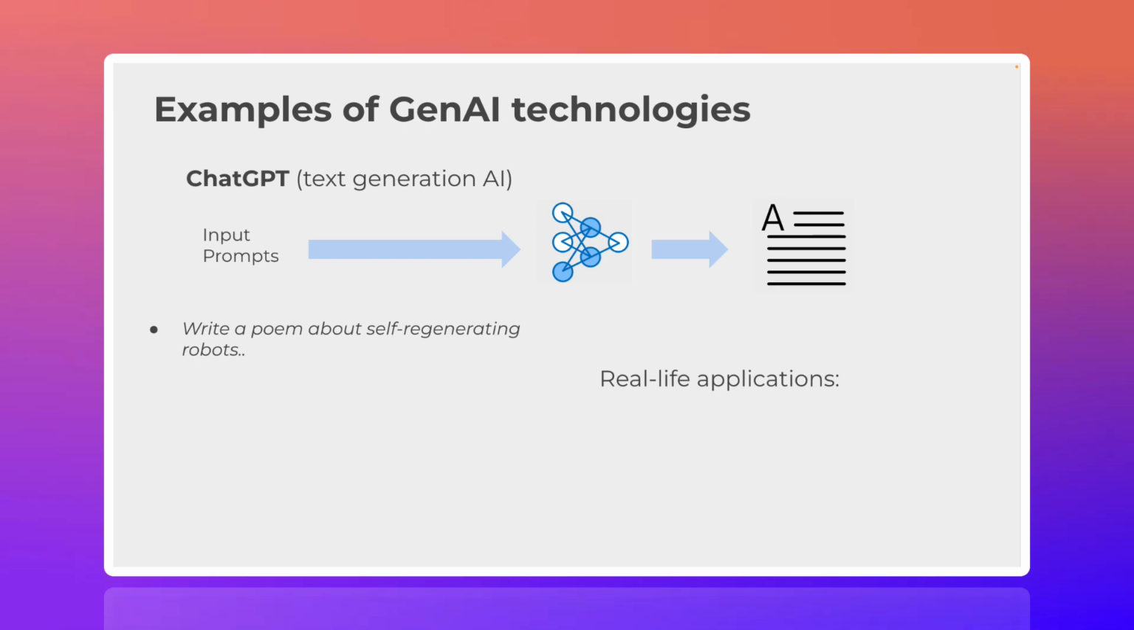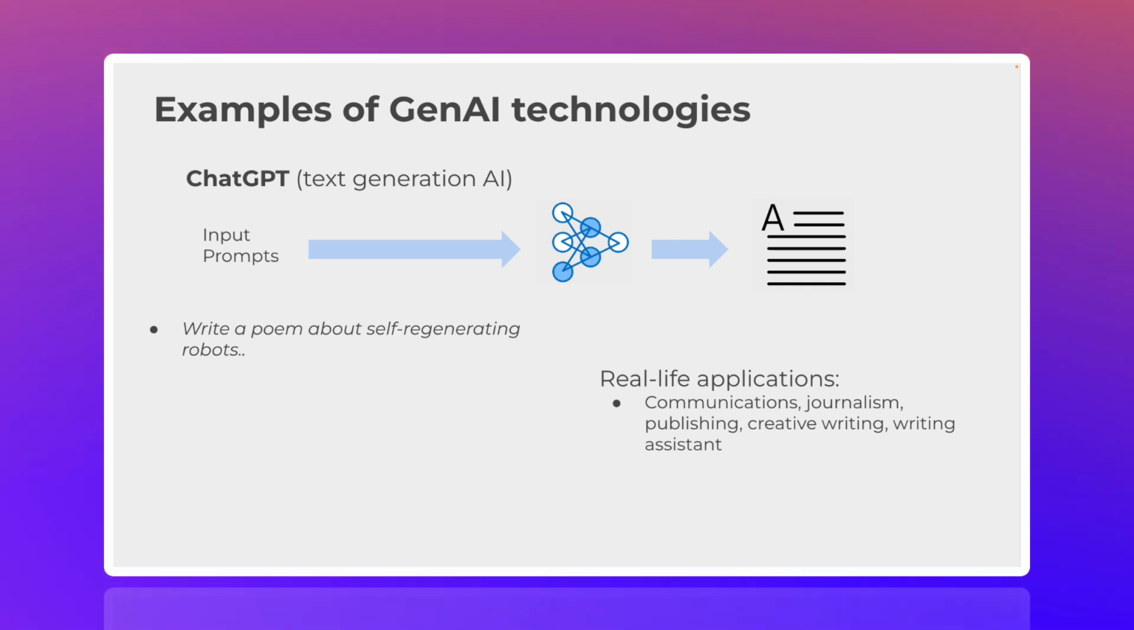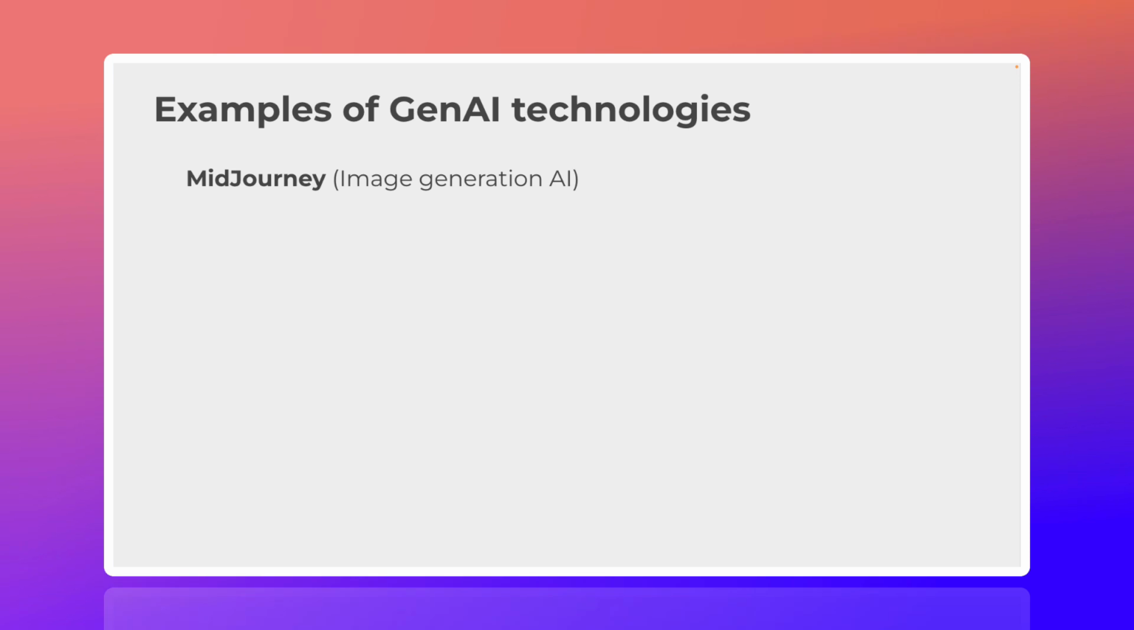Here are some real-life applications for these cases. We have communications, journalism, publishing, right? Publishing papers or textual content or blogs and so forth, creative writing, and as a writing assistant. So we can use this text generation AI technology to generate textual content in this case. But we also have other ways of generating different types of content.